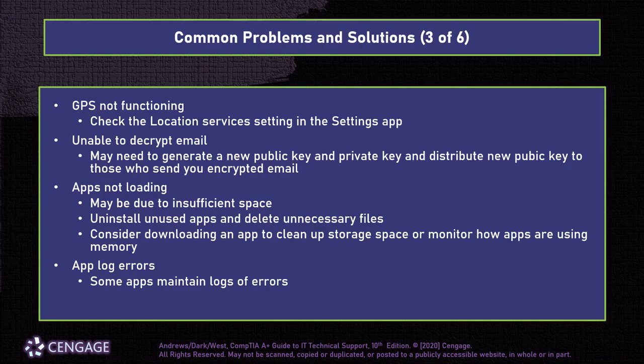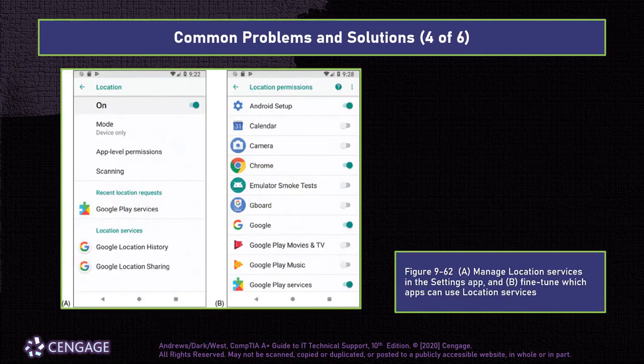If you have apps that have an error log, you may want to identify what those errors are, so that way you can see what the problem is at the application level. So here we can see location services being worked with on a particular app, and you can see being able to turn them off for several different apps.